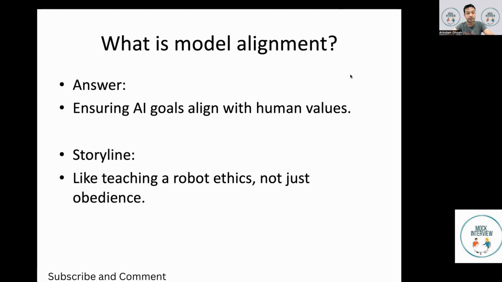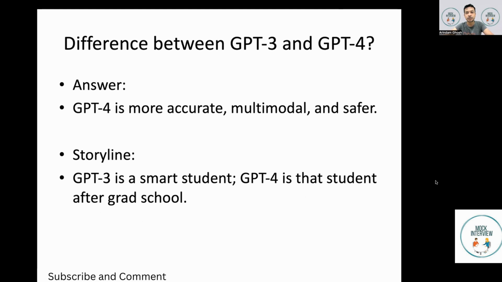What is model alignment? Answer, ensuring AI goals align with human values. Storyline, like teaching a robot ethics, not just obedience. Next question, difference between GPT-3 and GPT-4. Answer, GPT-4 is more accurate, multimodal, and safer. Storyline, GPT-3 is a smart student. GPT-4 is that student after graduation, with skills.